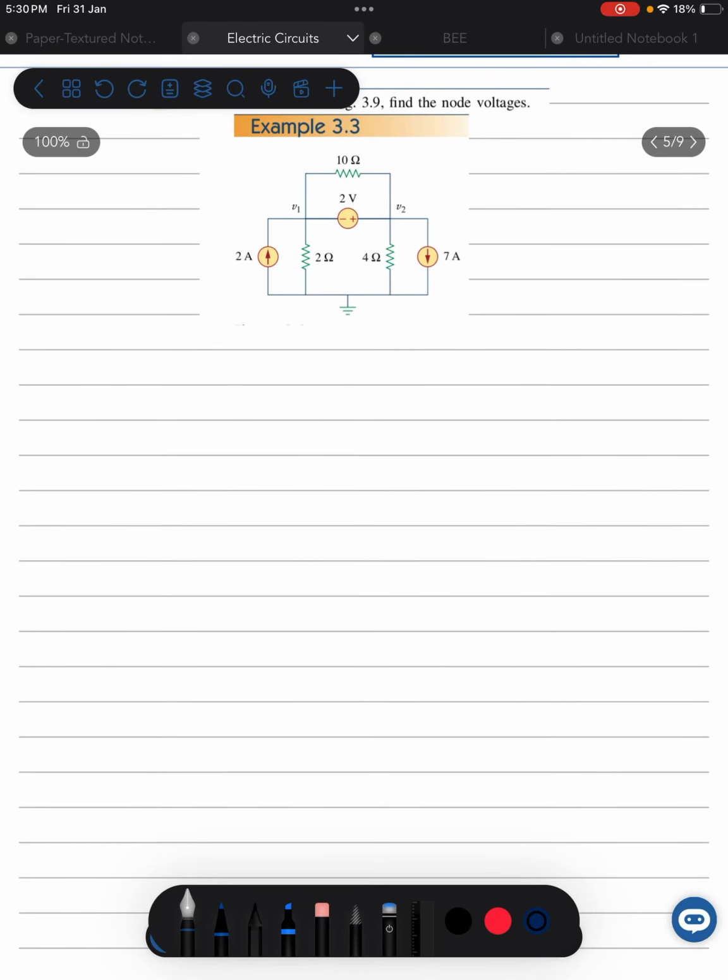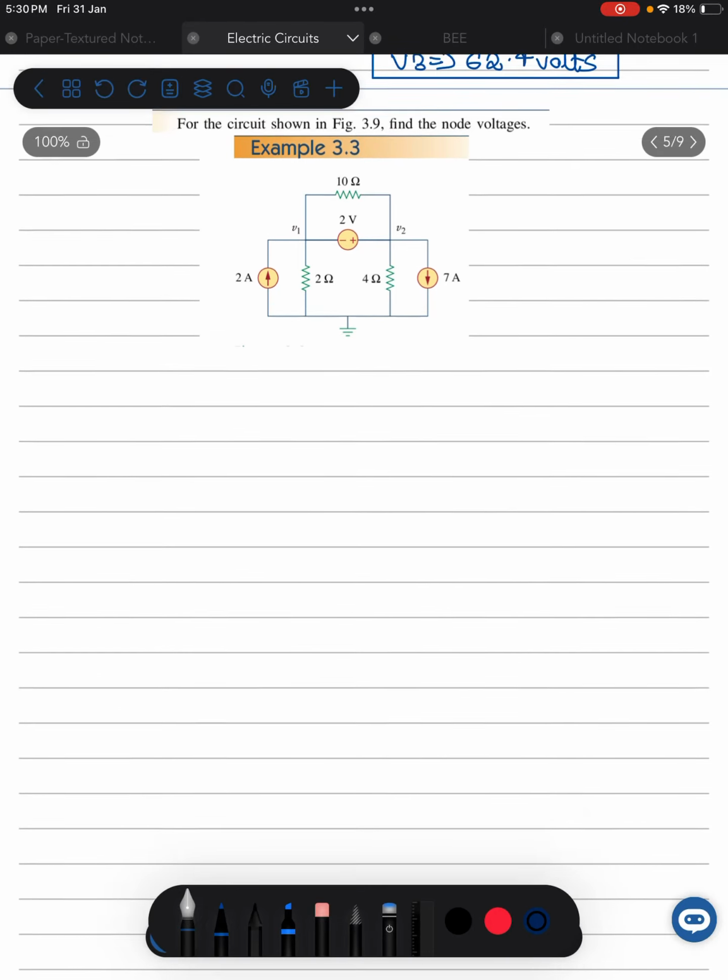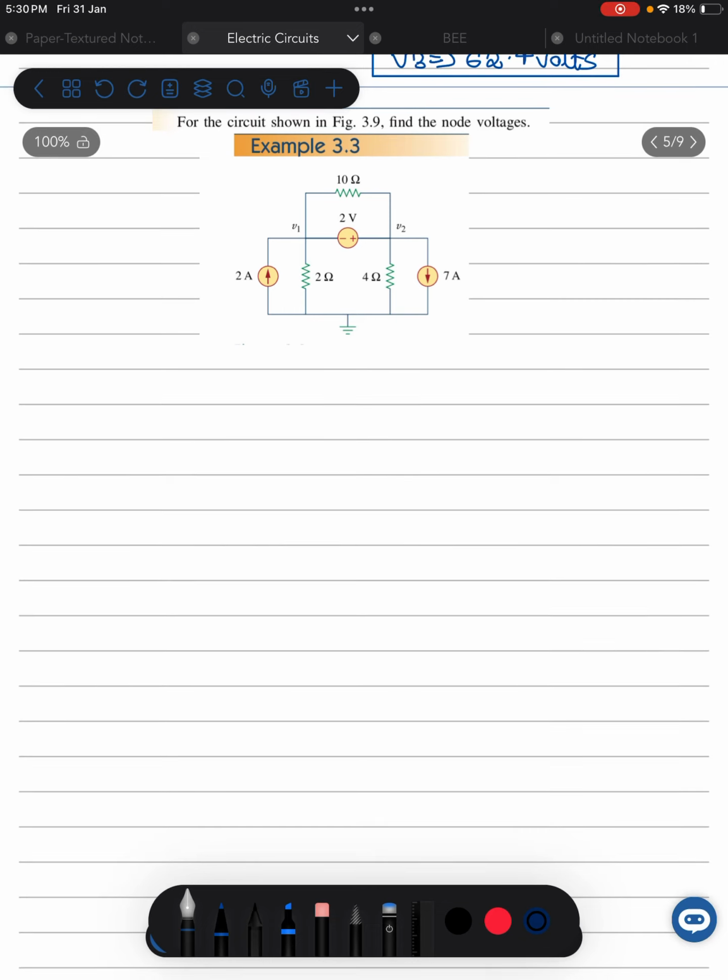Alright, so we are going to be solving example problem 3.3 from the book Fundamentals of Electric Circuits by Charles Alexander. In this question, we have been asked to find the node voltages V1 and V2 using the technique of nodal analysis. And if we see, we have a case of a supernode in this.